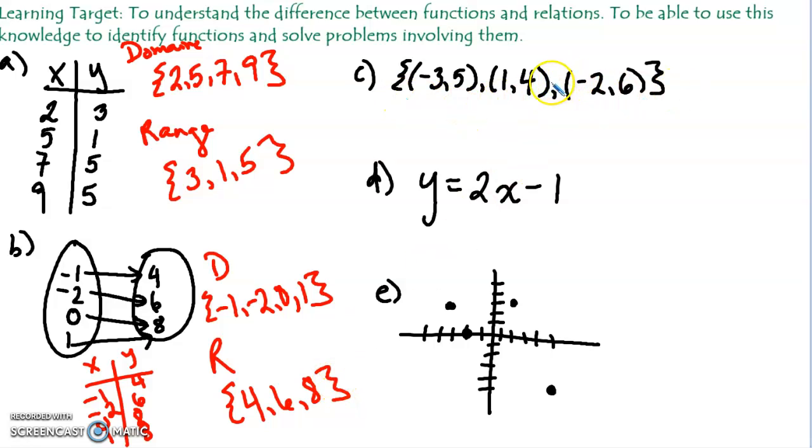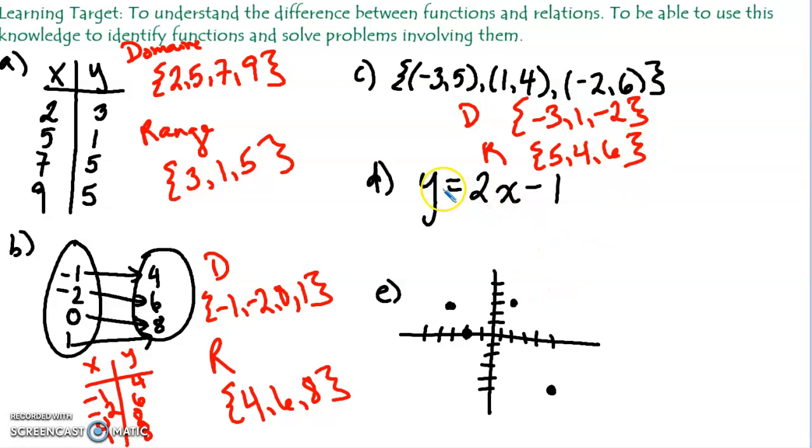Okay, for this one, remember domain and range, it's just your x versus your y. You could graph this, it would be distinct points. So your domain is -3, 1, -2. And the range is 5, 4, and 6.